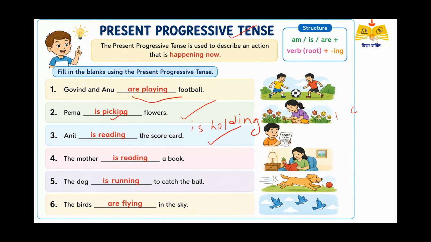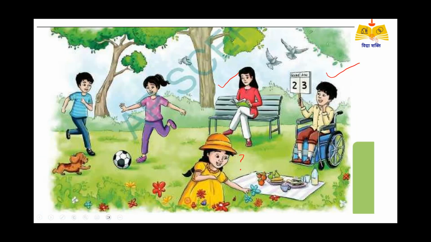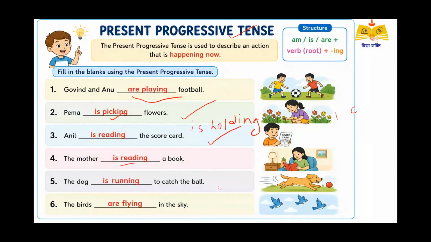The mother dash a book. The mother is reading a book. Okay, and the dog dash the ball. The dog is trying to catch the ball. The dog dash catch the ball. Then you will write the dog is running to catch the ball because it's running.